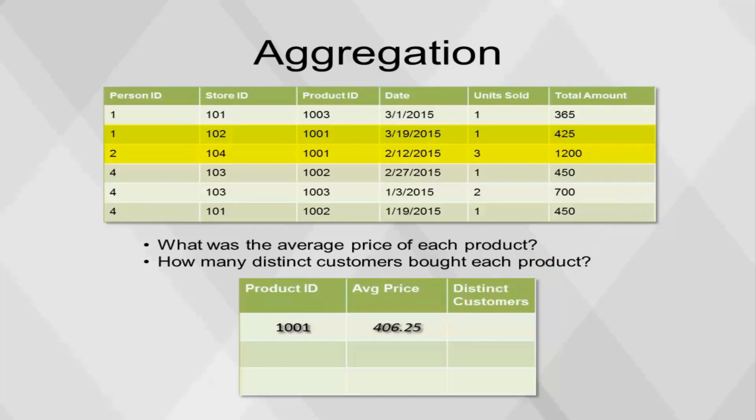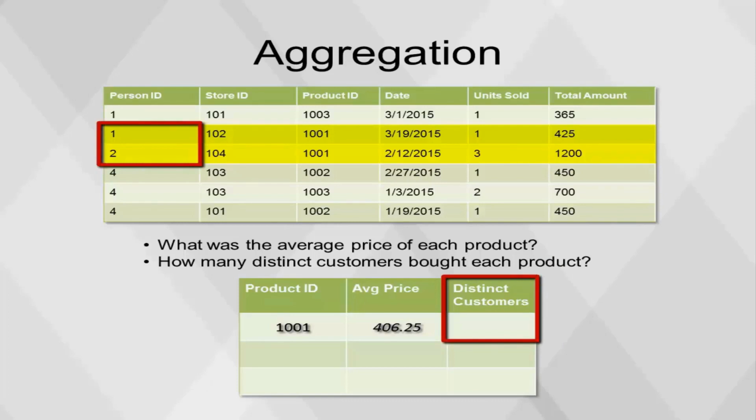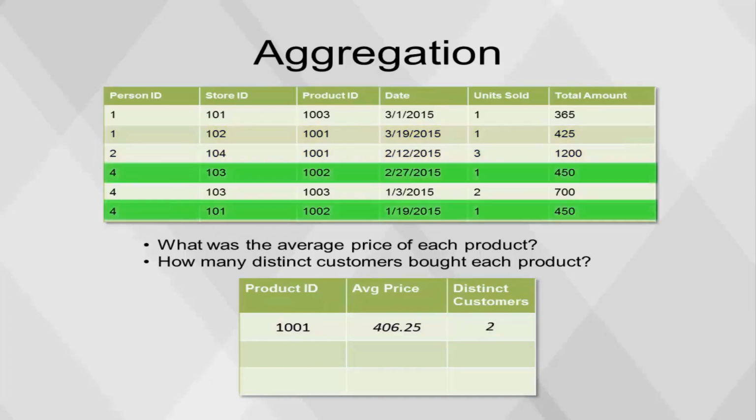Again, be aware that using an average function in this case would not give us the expected result. Distinct customers is calculated by counting the distinct number of person IDs for product ID 1001. There are 2, person ID 1 and person ID 2. The calculations are then completed for every product ID.